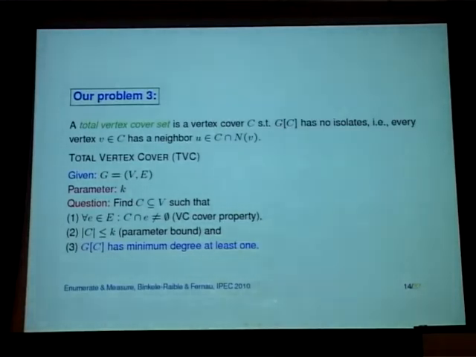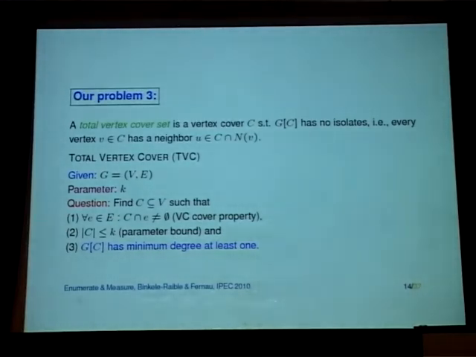And the third problem, which is actually not in the proceedings, but I just wanted to mention it, is total vertex cover. So what's that? We again look for a vertex cover of size at most k such that, and now the condition is, no, this is not true. So that in this graph, yeah, this is true, that the induced graph has minimum degree at least one. So there are no isolates in the graph induced by C. So this is kind of natural.